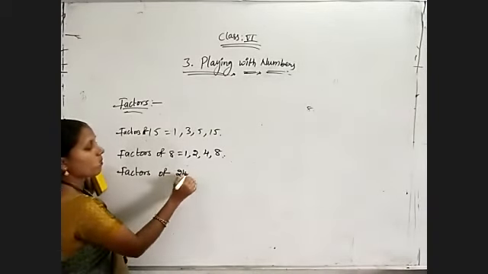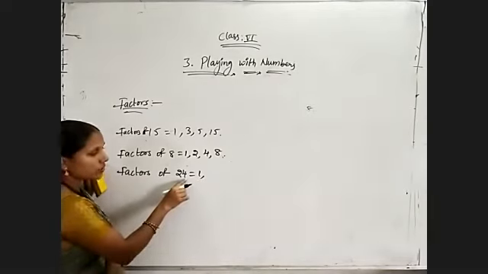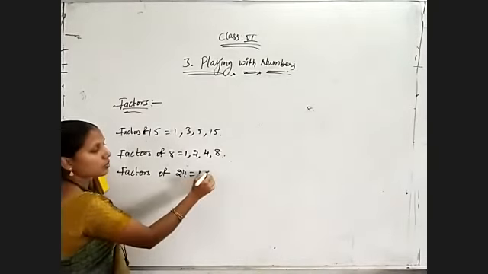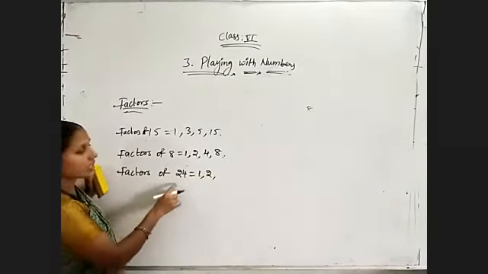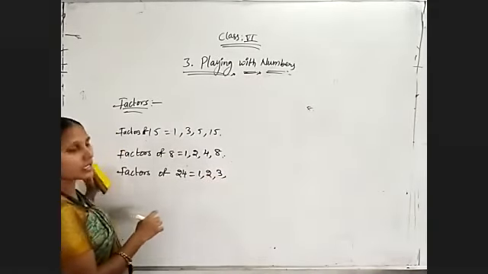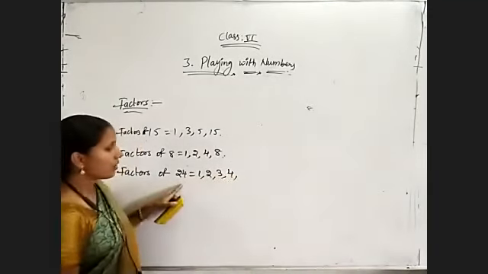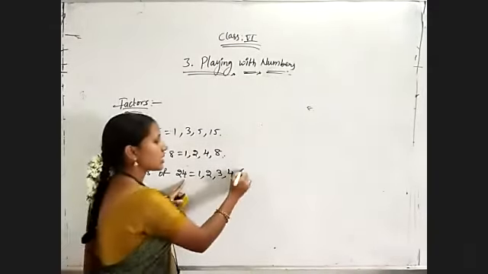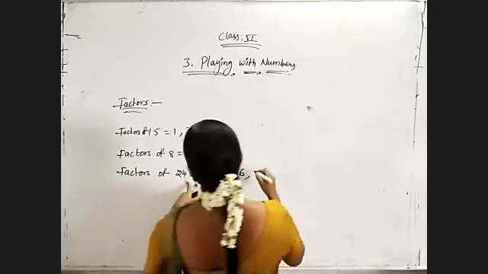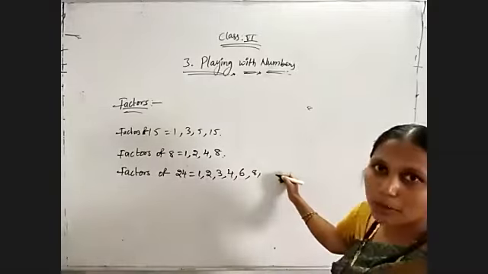24. Okay, 1, because 4 is there. 12 twos are 24, so 2 also divides 24 exactly. 8 threes are 24, so 3 also divides 24 exactly. 4 sixes are 24. 5 table we will not get. 6 table, 6 fours are 24. 7 table we will not get. 8 threes are 24. 9 table we will not get.